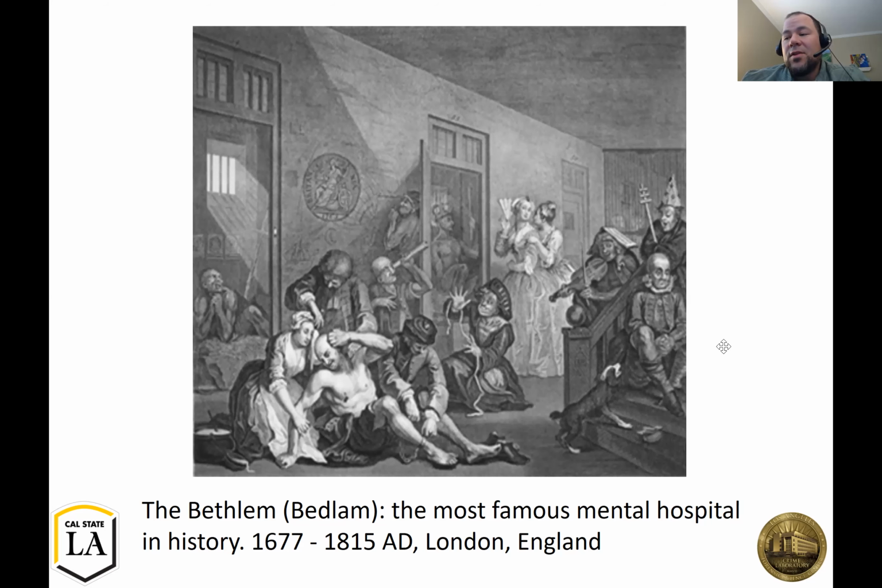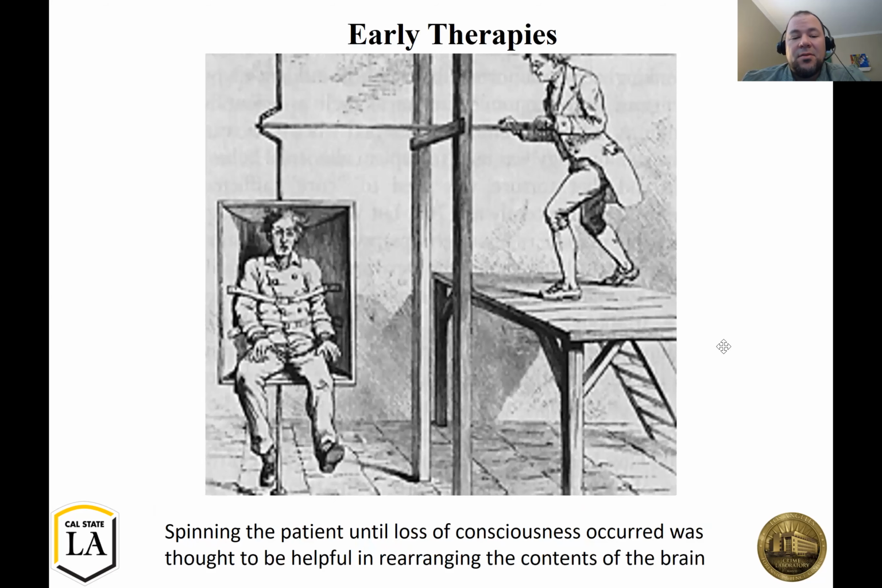And we've seen these conditions in humanity for quite some time, like schizophrenia. People didn't really understand. They thought there might be demons in them. And so we have this terrible history of trying to treat these. So here's an early therapy for you. Spinning the patient in a box until they lose consciousness was thought to help people by jostling the contents of their brain around, like sloshing their brain around. Maybe that'll snap them out of the weird mental health that they have, right? So terrible.